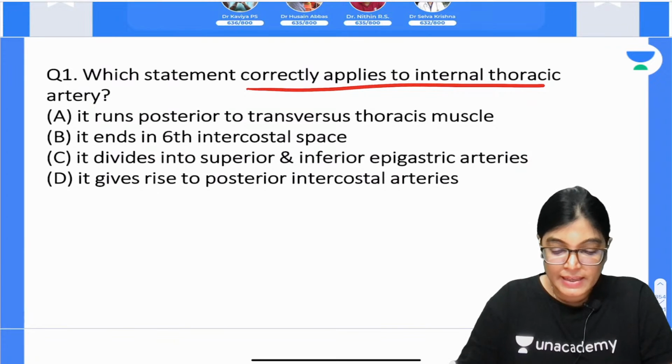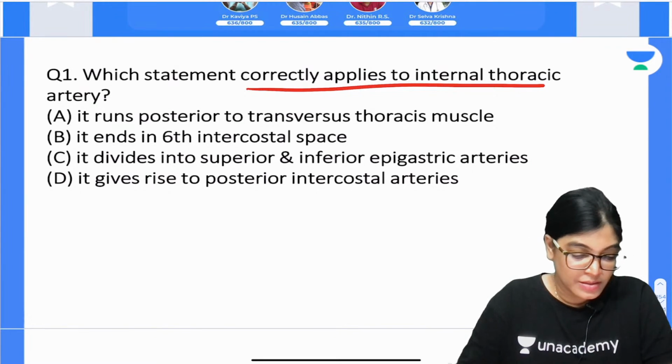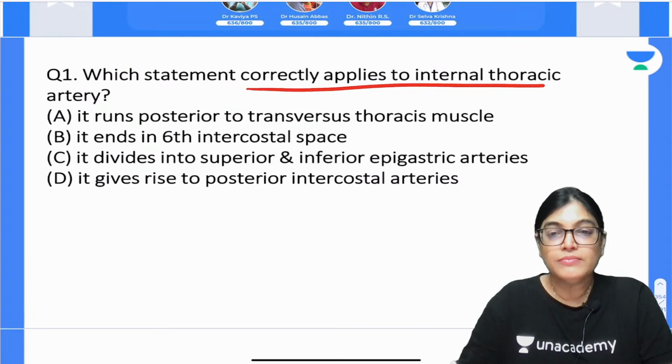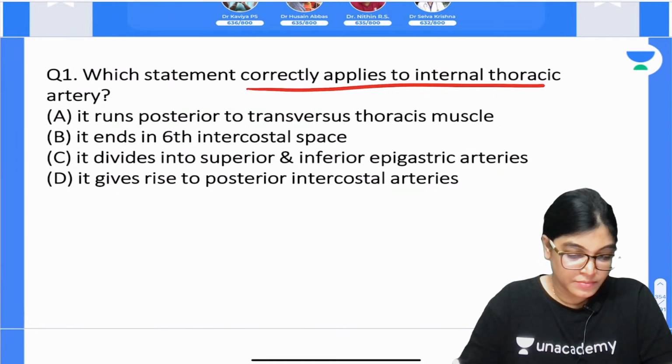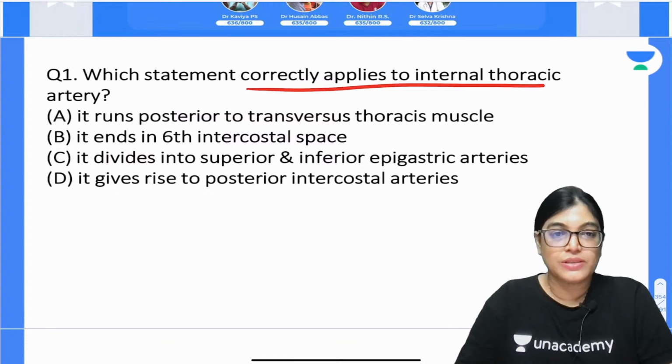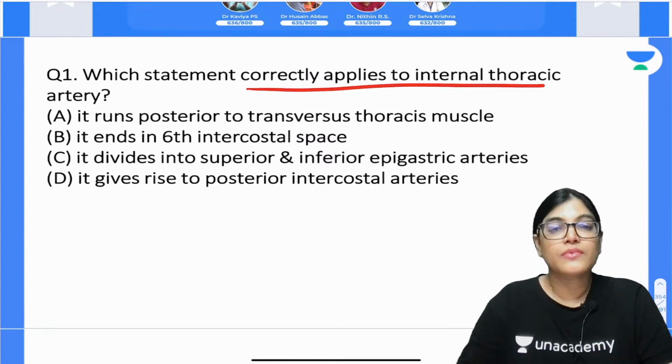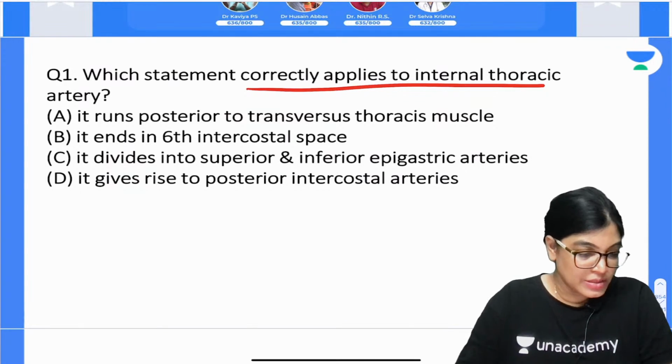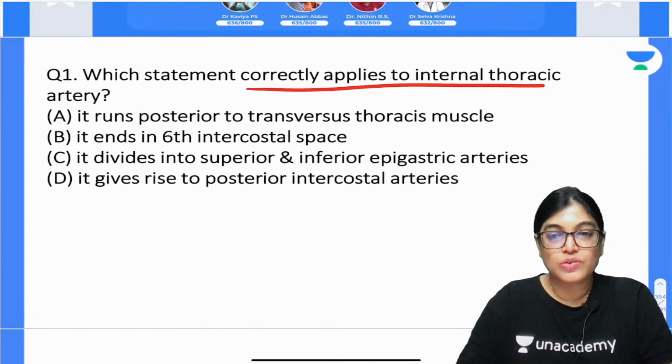Which statement correctly applies to internal thoracic artery? Question number 1. Okay, your time starts now and mark the correct answer for question number 1.